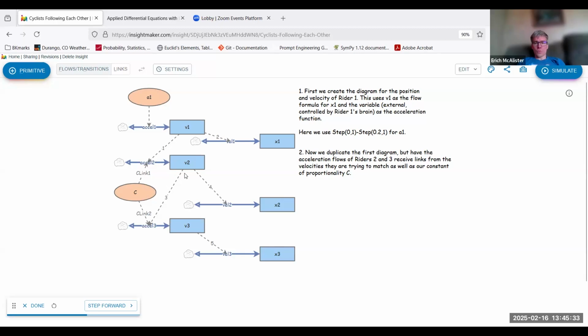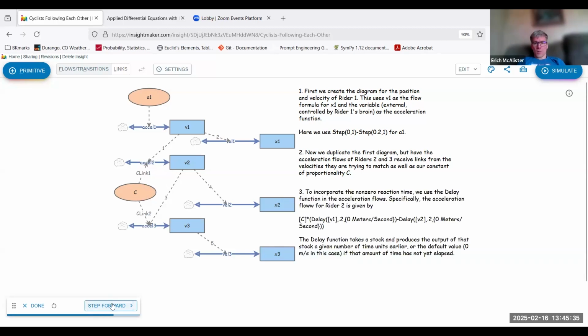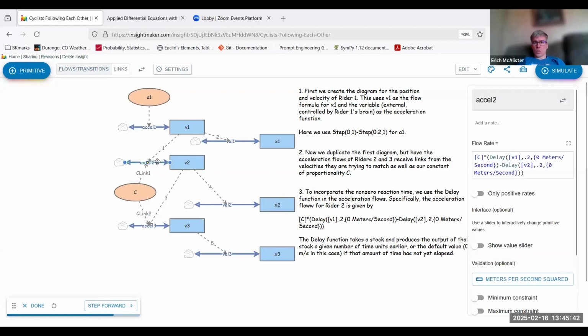Our flows for the acceleration functions for velocity riders 2 and 3 use this built-in delay function in Insightmaker. Insightmaker has tons of cool built-in functions. The delay gives us a delay on this differential equation.